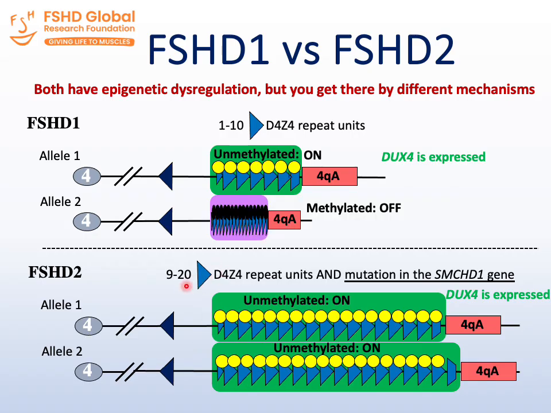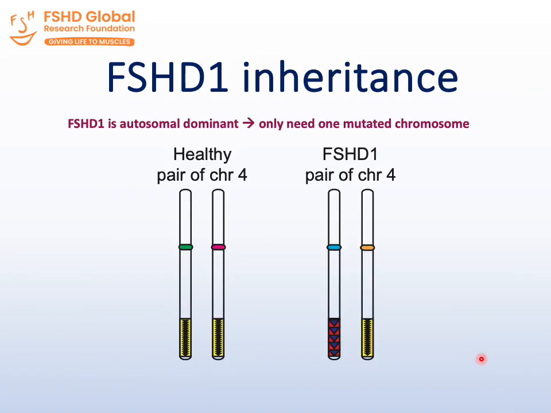And so you end up with a situation like this. If we're doing diagnostics and looking at DNA methylation on both chromosomes, you can see that in FSHD1, you're going to see one that's methylated and one that's unmethylated. In FSHD2, they're both unmethylated. So that's how the epigenetic diagnostic assay distinguishes the two. Now, I told you this doesn't matter for therapeutics, but it does matter for inheritance. So let's go through the inheritance briefly.